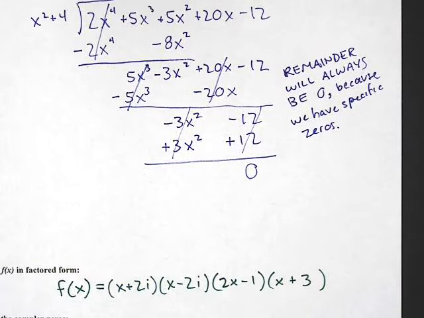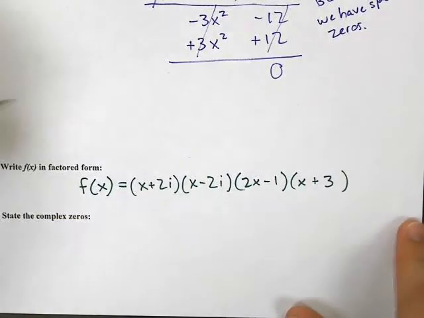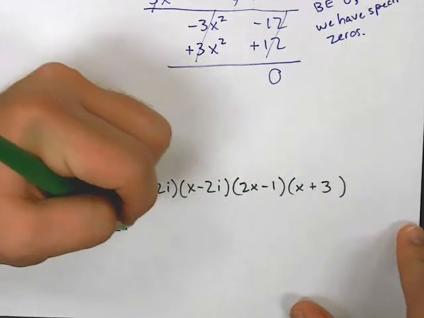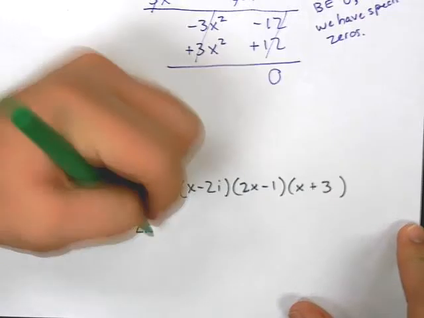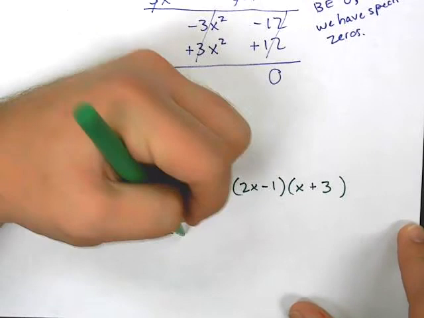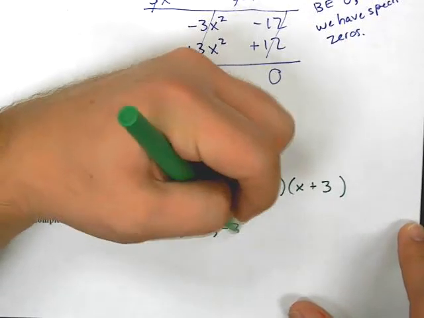All right, so now that we have it in factored form, we can say that our zeros are negative 2i, positive 2i, 1/2, and negative 3.